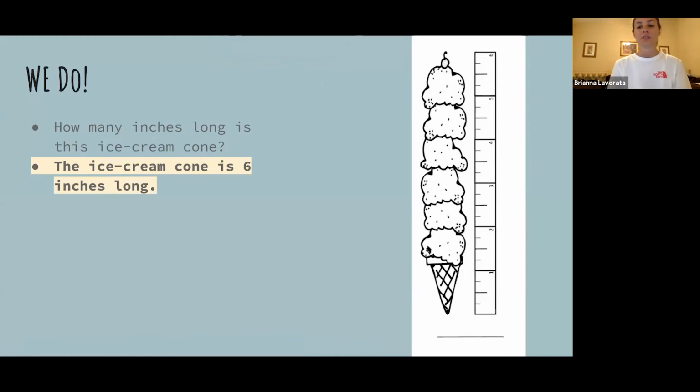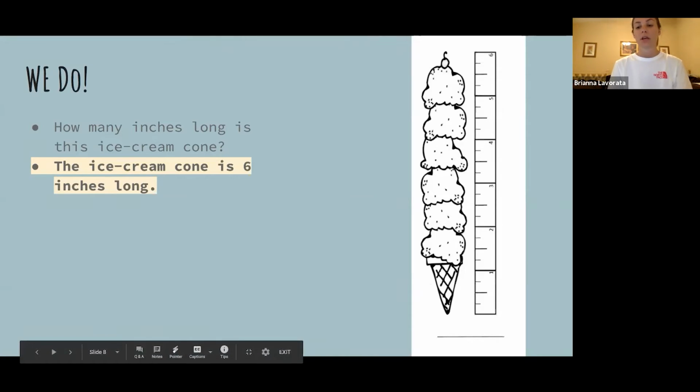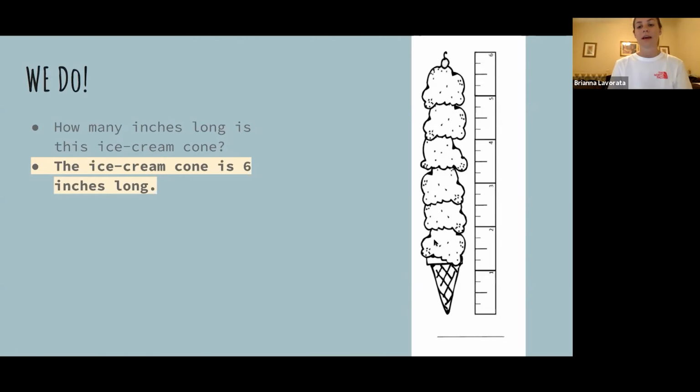Another fun fact you can see here is our cone. We have our cone here and then we count how many scoops of ice cream are stacked on top. 1, 2, 3, 4, 5, and 6 with a cherry on top. Let's go ahead and do another one together.